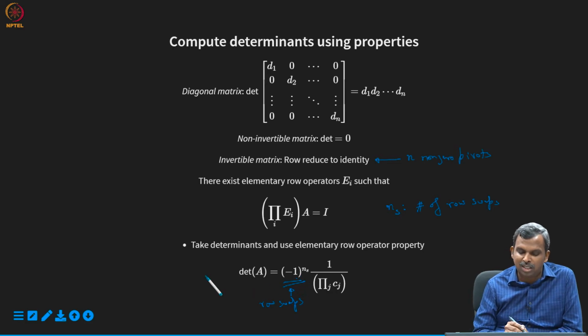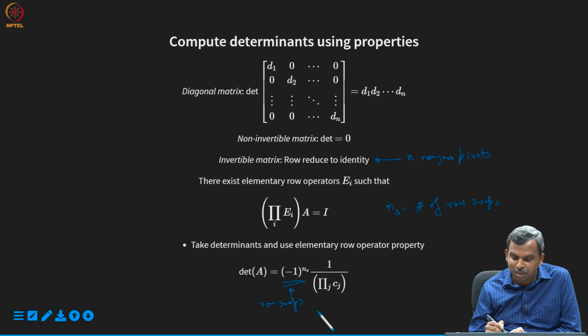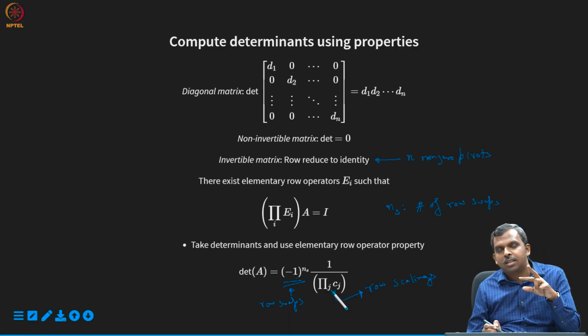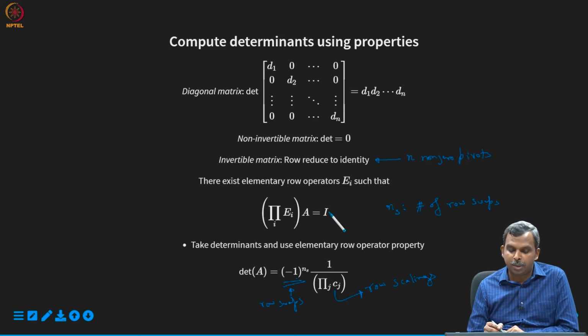I mean, of course, it's on the left-hand side, but when you bring it to this side also, it retains the same -1 power. What are these? These are the row scalings. However many row scalings you had, whichever row you scaled, all those scalings will come into the denominator here, because all of them will have Cj as the determinant. What about row combinations? Those don't show up because you know that they don't change the determinant. And the determinant of I is just 1, so you just get this formula.